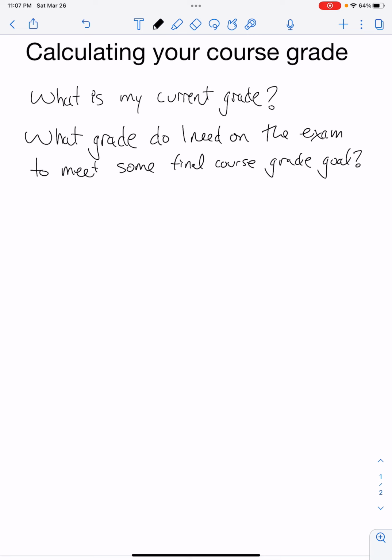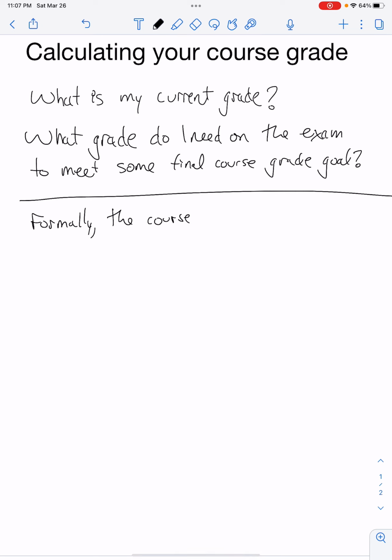And really, this is because formally, what your final grade is, the course grade is a weighted average. And that means that you don't just take your grade from all the work and take the average. That would only be true if everything was weighted equally. It tends to be that everything's weighted differently.